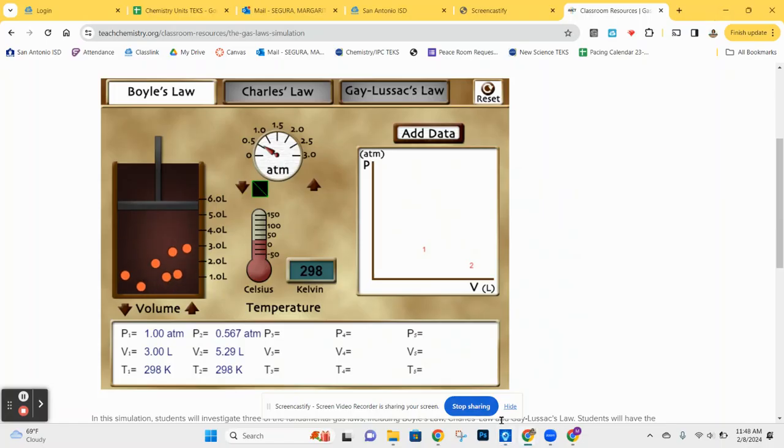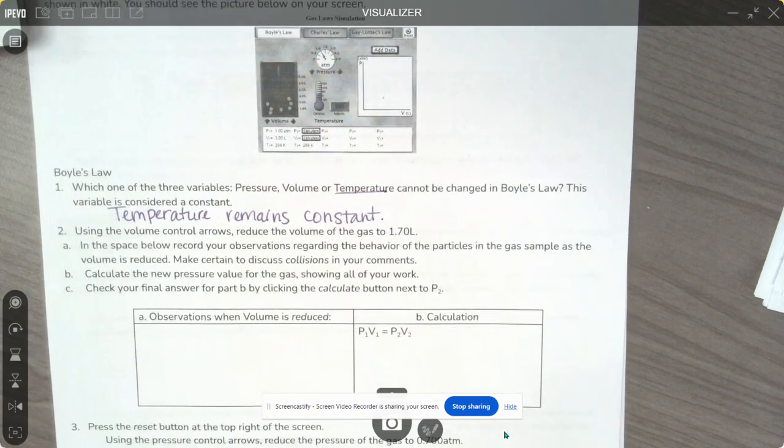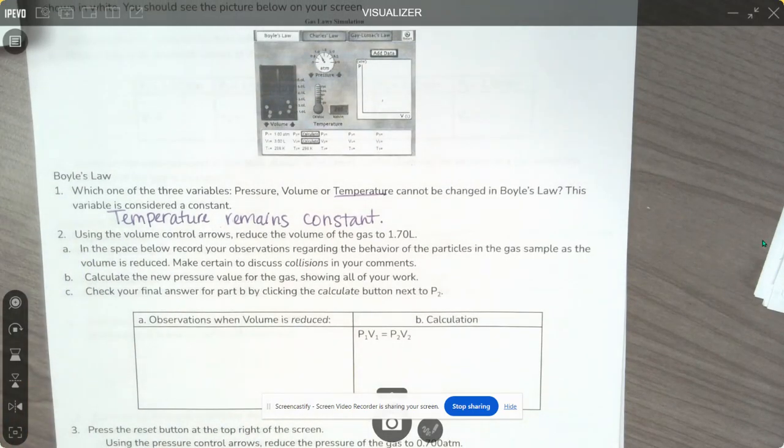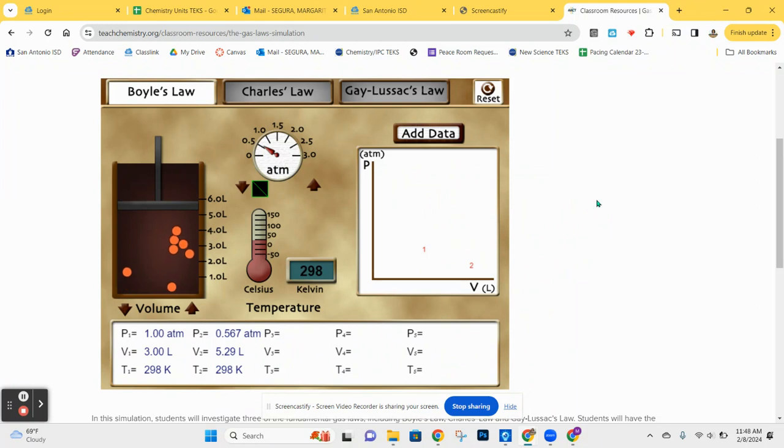Okay, let's see what it says next. Using the volume control arrows, reduce the volume of the gas to 1.70 liters. Okay, I'm reading number 2. So I'm going to reduce the volume of the gas to 1.70 liters. I hope you're doing this with me, so click reset so that everything is reset. Because if you're just watching me do it and not doing this on your own, it's going to be much more difficult to do.